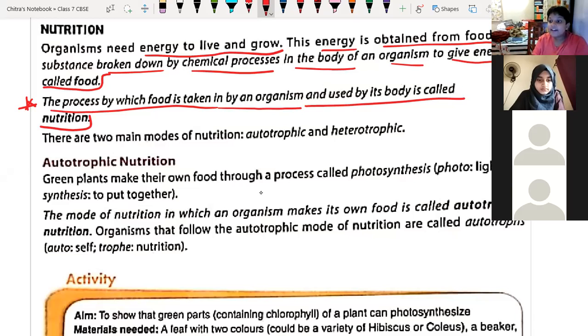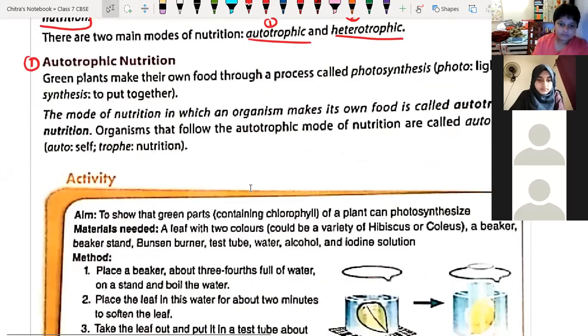There are two main modes of nutrition. First one is autotrophic nutrition and second one is heterotrophic nutrition. So here, first we are going to understand autotrophic nutrition. Very important, so do concentrate. All the green plants and blue-green algae make their own food through the process called photosynthesis. We will discuss photosynthesis in detail later on.